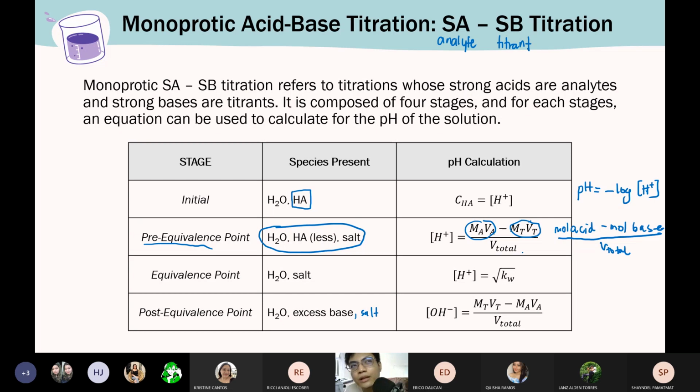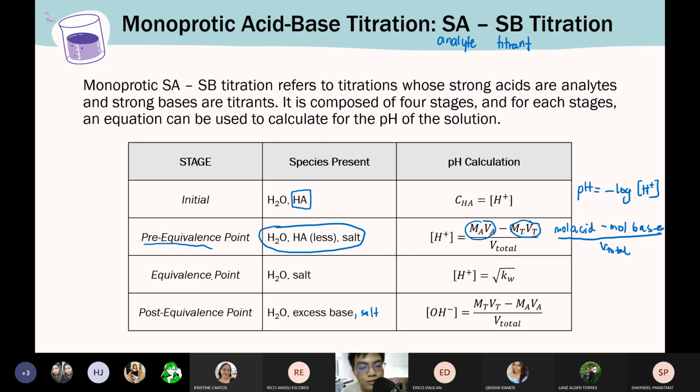Why volume total? Remember, when we add two liquids, they get diluted. So, kaya may volume total sa baba. Okay? Kumbaga, dilution. Ayan. Okay? So, MAVA minus MTVT. That's the mole of the acid minus the mole of the base. Yung A dito, that is analyte. T is your titrant. Molarity analyte, volume analyte, minus molarity titrant, volume titrant. Ibibigay naman yan. Huwag kayo mag-worry.